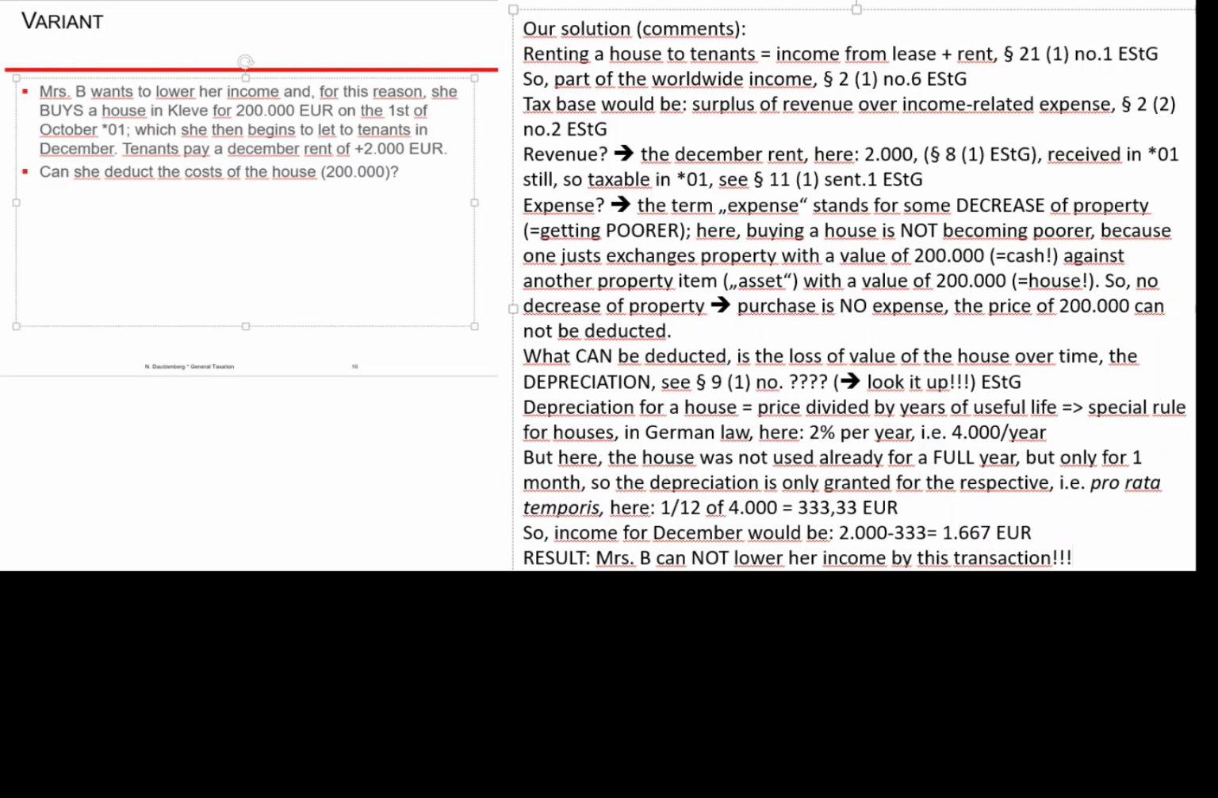By the way, if, for example, she needed to take a credit to finance the acquisition of the house, then you would have had interest expenses and perhaps other additional expenses. Then the income in the beginning might have been negative, but as the matter stands here, the income is not negative. So if she only wants to do it to get rid of her taxes, wrong approach this year.